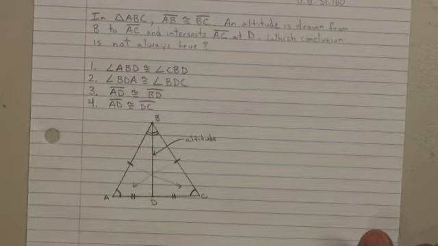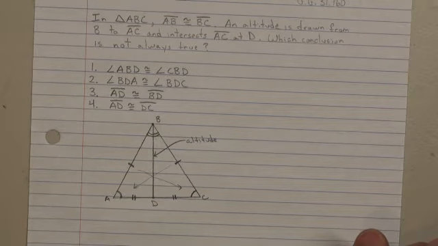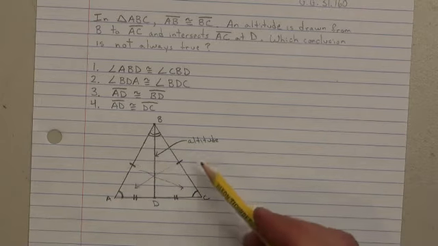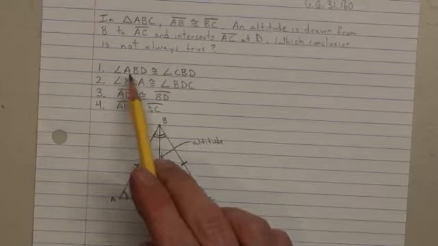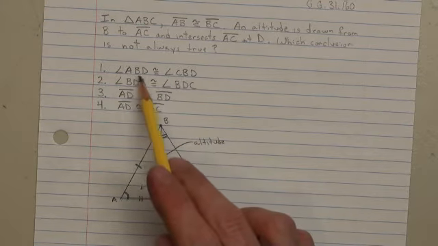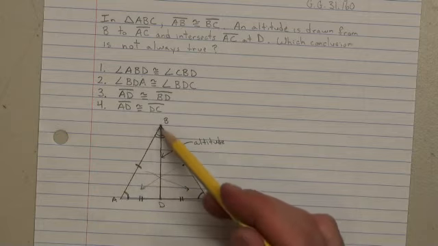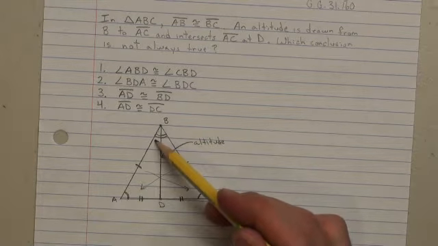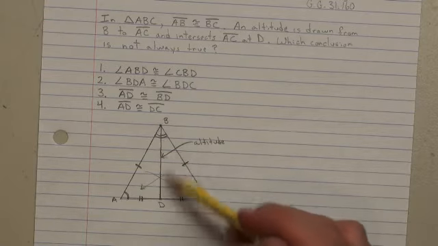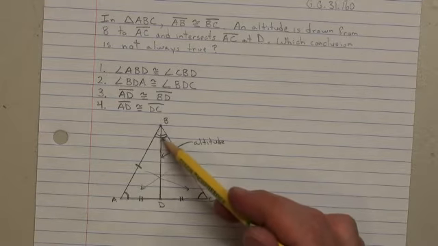Now this happens in only isosceles triangles or equilateral triangles. Otherwise it doesn't happen. Now let's look at our choices. We want to see which one is not always true. Angle ABD, that's this little one on the left, is congruent to CBD, that's the little one on the right, and we know those two are congruent.